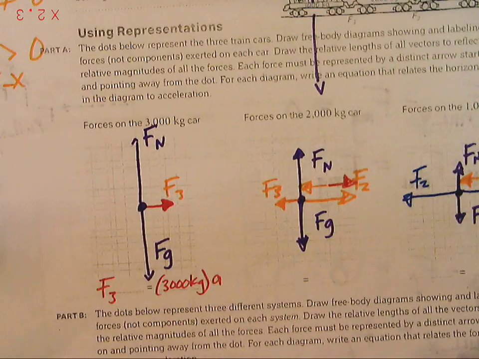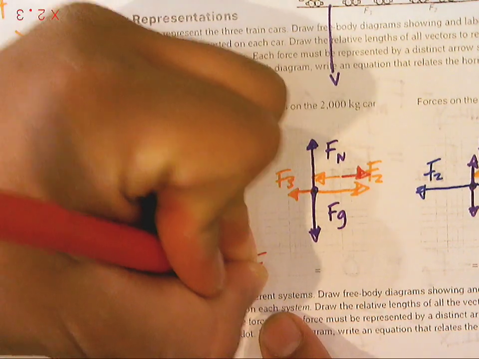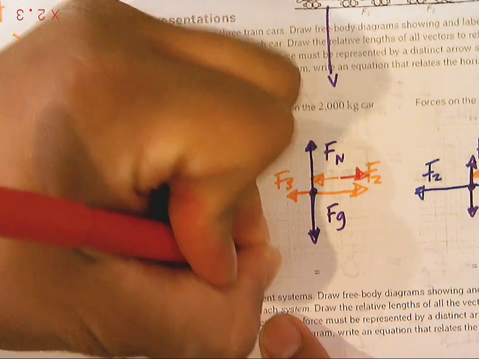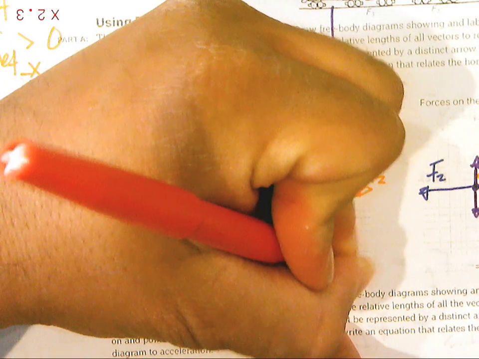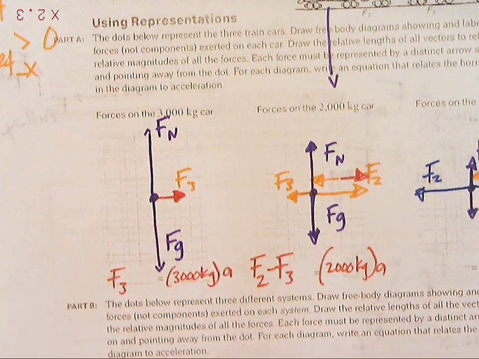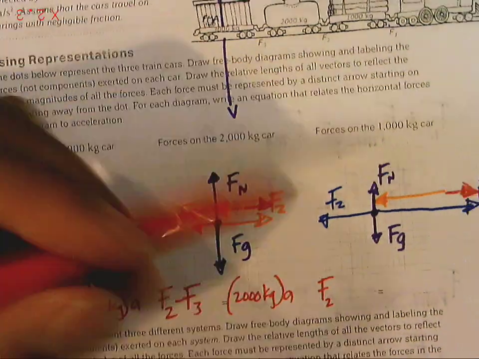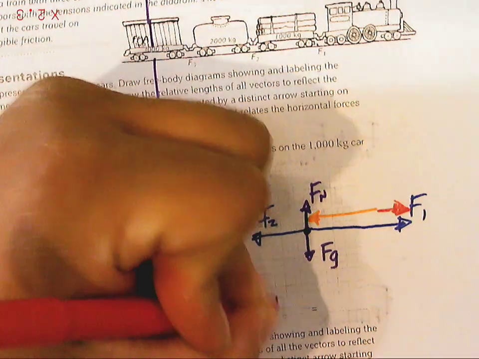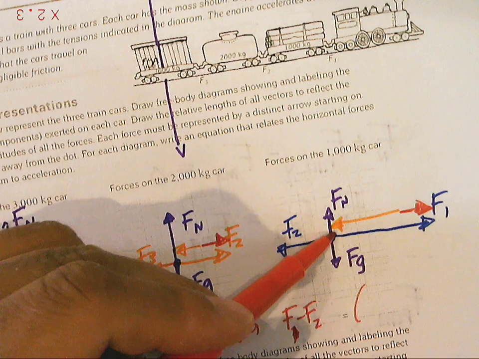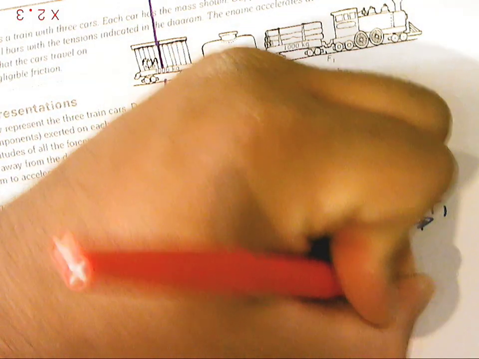So then let's look at these equations. This equation will be F2, which is the positive, minus F3 is going to equal the mass of this cart, 2,000 kilograms, times A. In this case, F1 is the positive, F1 minus F2 is going to equal the mass of this car times the same acceleration, 1,000 kilograms times A.